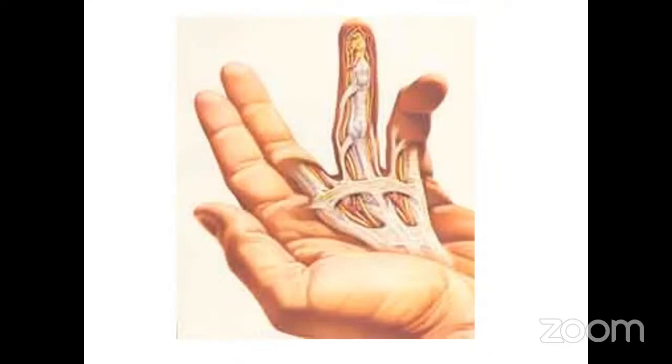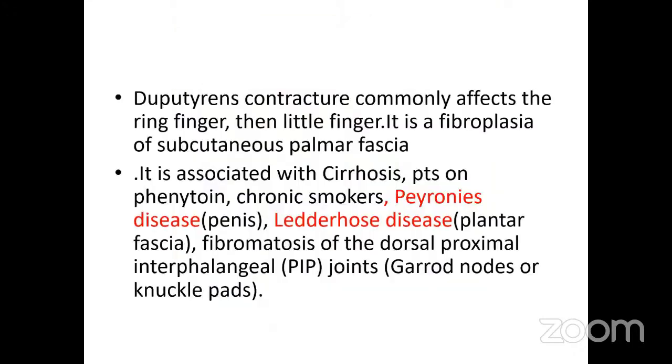And there's a test called the tabletop test of Hueston, where you ask the patient to keep the hand flat on the table. Because of the contracture, the patient won't be able to do it. That's called the tabletop test of Hueston, and that's one of the screening tests of Dupuytren's contracture. So it commonly affects the ring and little finger. It's a fibromatosis. Actually, it's a fibroplasia of the palmar fascia.